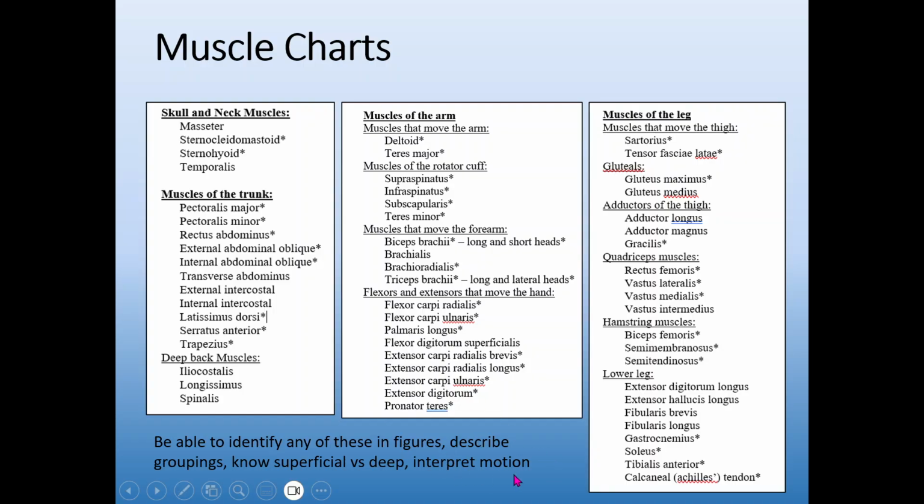And then being able to interpret motion in particular. So if I had a picture of an arm with an elbow here, and I had an arrow pointing that way, this motion, what kind of motion is that at the elbow? Be able to describe those sorts of things. So that's what I really want you to focus on for the muscle charts. There will be some amount of ID. The ID is much more focused in the lab, so I'm not going to flood the exam with ID questions.